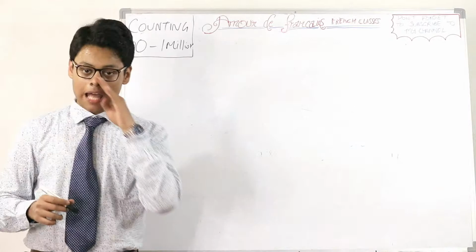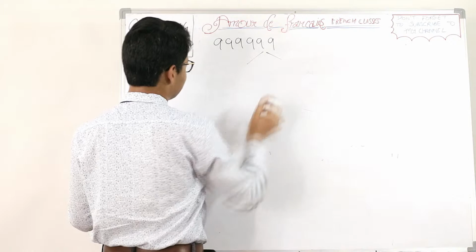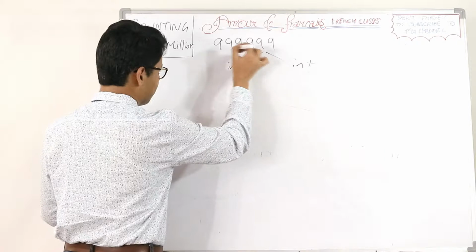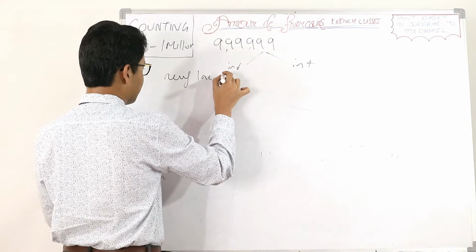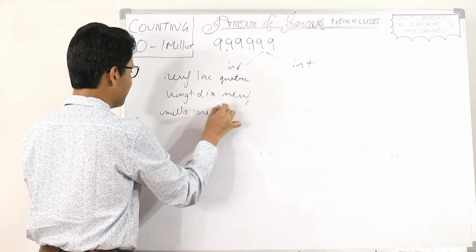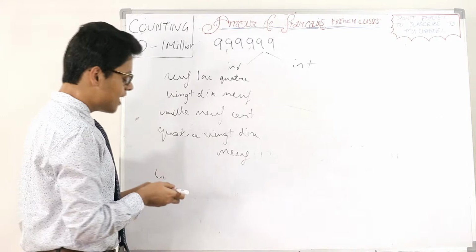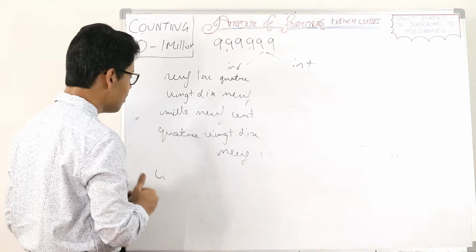Now the second last number which we are going to take is the largest 6-digit number. Indian notation and international. If we put the commas, it will be 9,99,999, nav lakh quatre-vingt-dix-neuf mille neuf cent quatre-vingt-dix-neuf.